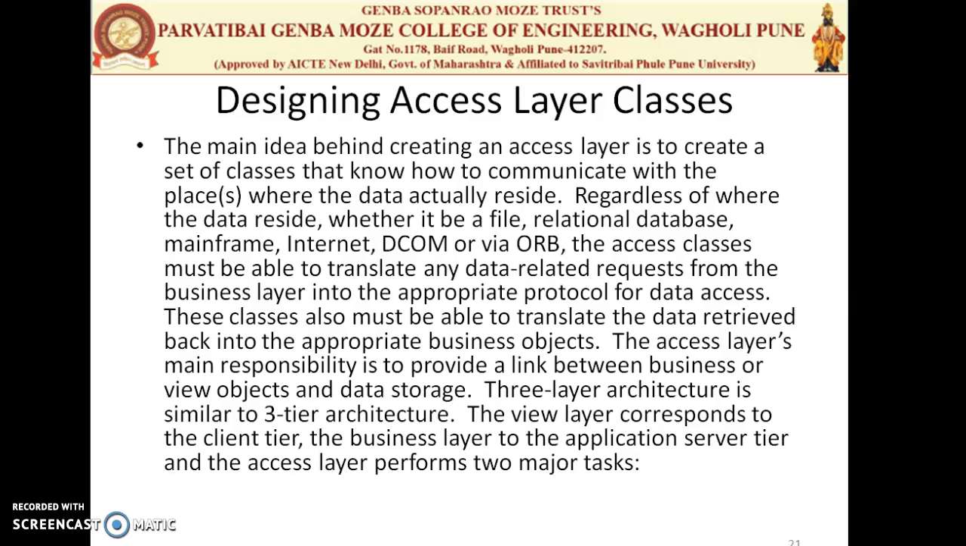So the access layer's main responsibility is to provide the link between your business view objects and the data storage. As we have seen in the 3-layer architecture of your computer system, the view layer corresponds to the client tier. That means it is a user interface, it may be a user browser, and the business layer corresponds to the application service tier. That means it lies in between the view layer and the database layer.